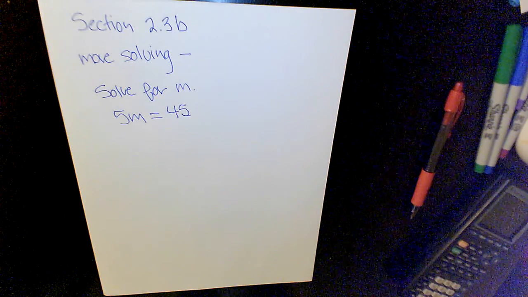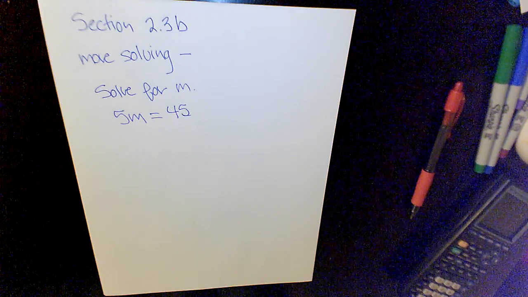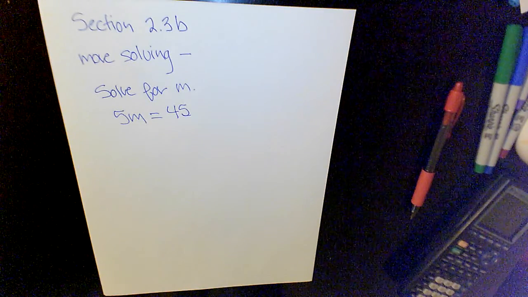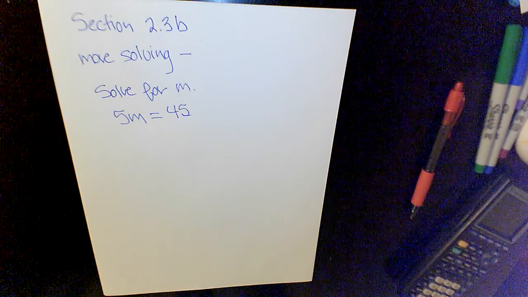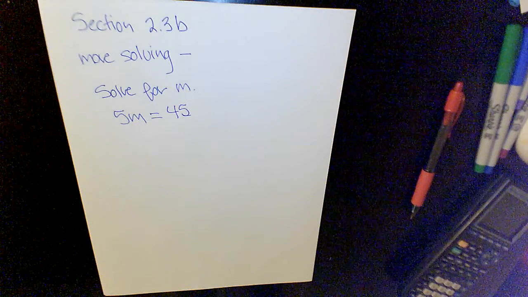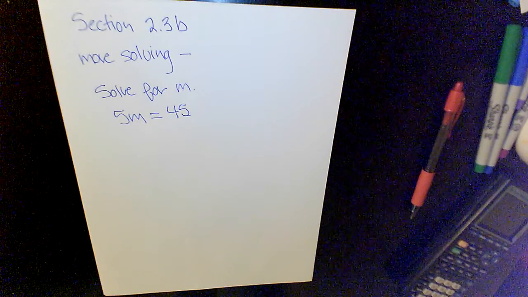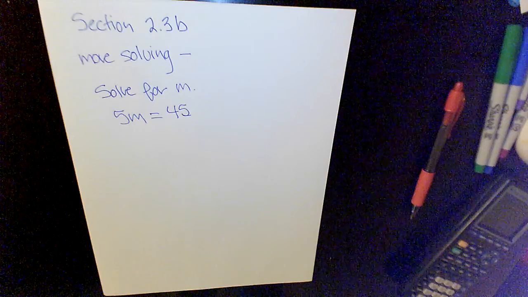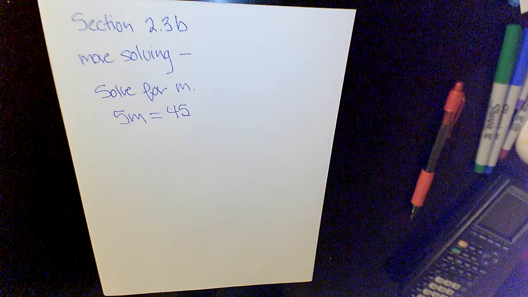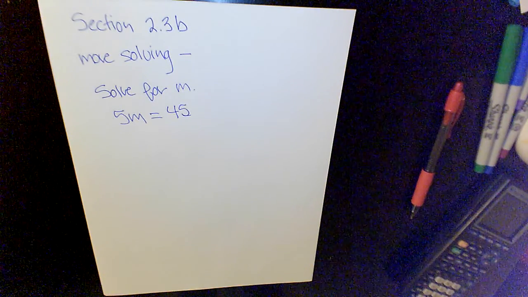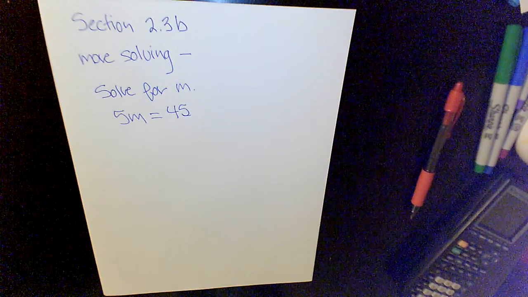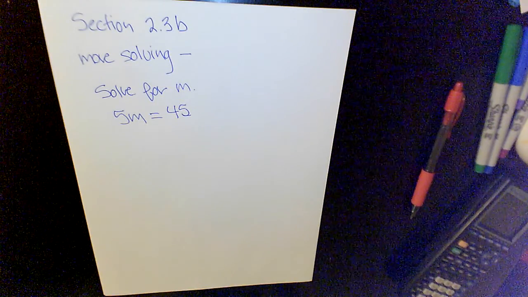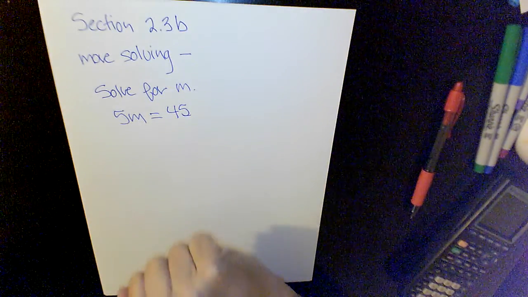Okay, Math 90, this is section 2.3, part B, and we're going to be doing more solving. Last time we did 2.3a, and we used adding and subtracting to help us solve. And in this part of 2.3, we're going to be using dividing and multiplying to help us solve. So let's take a look at the first problem.